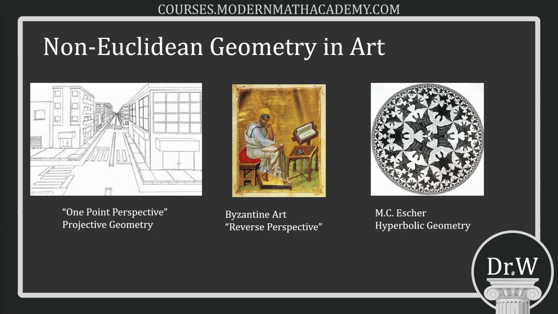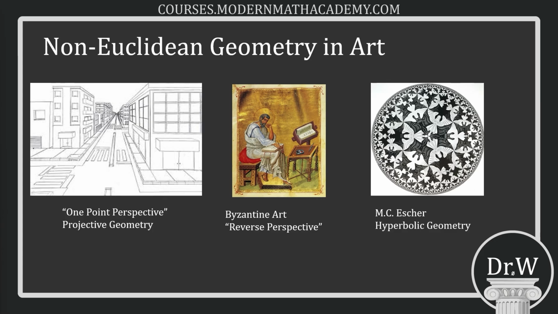Non-Euclidean geometry has been explored in art. For instance, when everyone draws this famous one-point perspective when they practice for their art class, that is not Euclidean geometry. There are no parallel lines in projective geometry. All lines intersect at the point at infinity. In Byzantine art, there was a reverse perspective geometry, where instead of things getting smaller as they move further away, they get larger. So the idea is that you are stationed at the point at infinity.